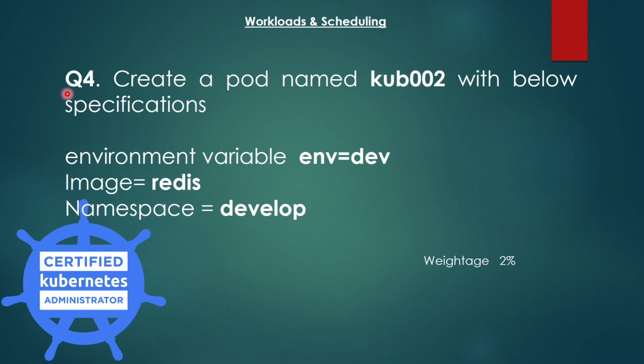The fourth question in this series is to create a pod named KUB002 with the below specifications. Environment variable should be env equals dev, image should be Redis, and the namespace should be develop. You will get similar types of questions in the exam for either adding labels or passing environment variables while creating the pods. The weightage of this question is 2%. Without further delay, let's go to the cluster.